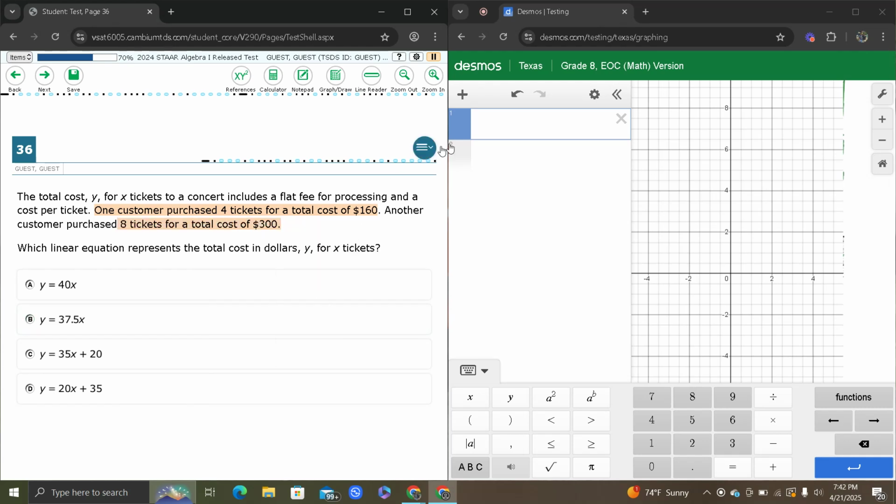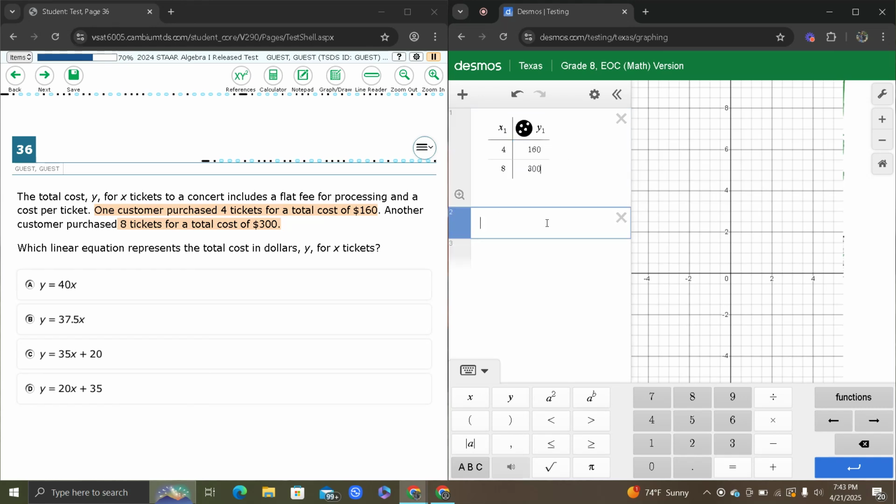There it is. Okay, so now all you have to do is turn this into a graph. What is a linear equation? When you think of linear equations, you probably think of y is equal to mx plus b. And that's what it wants. So do 4 and then 8, and then do 160 and then do 300.